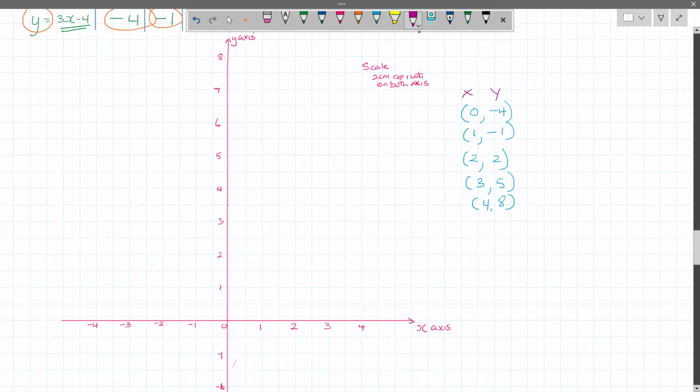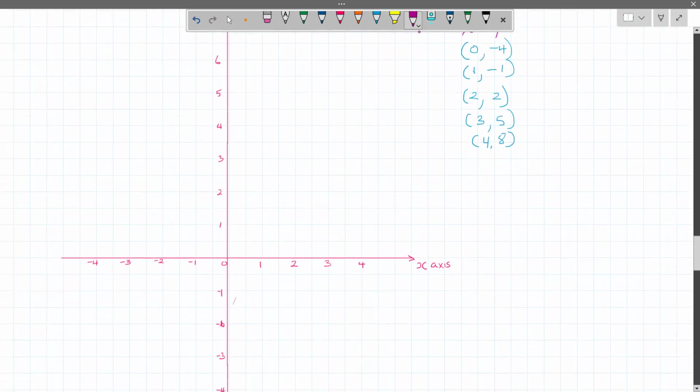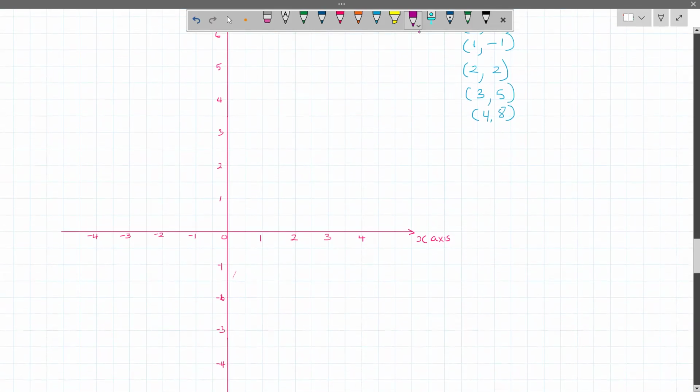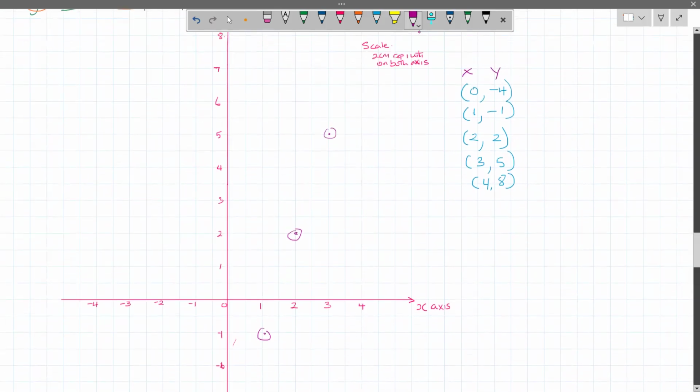So I have 0 and minus 4. So remember your x is telling you whether you're shifting to the left or to the right. So if I have 0, I'm not going left nor right. I'm just staying on base. But I have a minus 4 here, so that means I'm going down the y-axis 4. So I'm actually starting from right here. Bam. Then I have 1 and minus 1, so I'm shifting 1 to the right and coming down 1. Then I have 2 and 2, so 2 to the right and then 2 up. Then 3 and 5, so 3 across and then 5 up. And then 4 and 8, 4 across and 8 up.